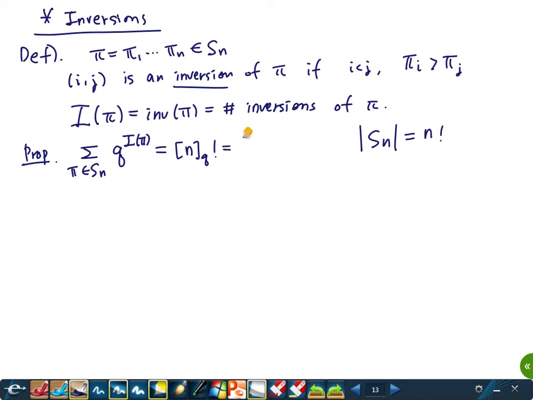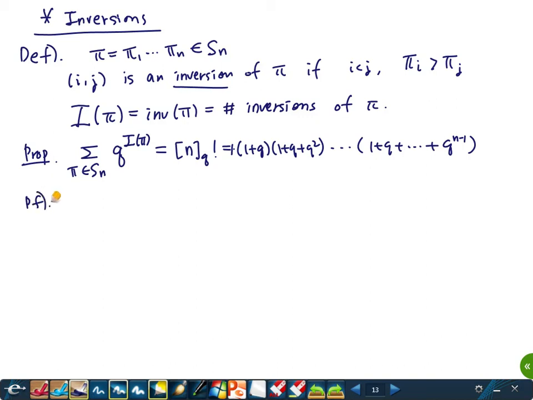Or if you want, you can write this in this way: 1 times (1 plus q) dot dot dot (1 plus q to the n minus 1). Oh yeah, we have 1 over here. Including this, we have n factors. So we are going to prove this now. The proof is not that difficult.